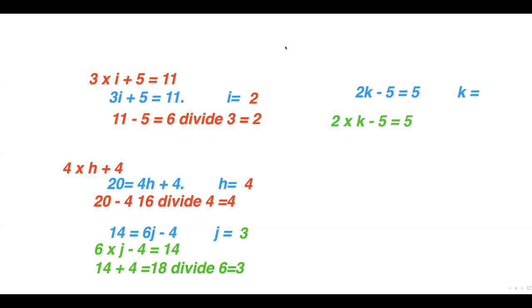Let's see if you got this right. I'm just going to try to change the color here. So we have 5 plus 5, which is 10. 10 divided by 2 gives us 5. So k equals 5. So 5 times 2 is 10, and 10 minus 5 is 5. Well done if you got that right.